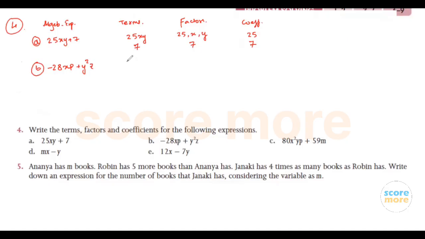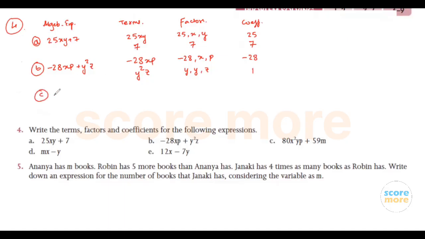So terms in this are -28xp and the second term is y squared z. Now its factors: first of all we will take -28, then x and then p. Numerical coefficient is -28. In y squared z, factors are y into z. Numerical coefficient here there is none, and where there is none, it is 1. So it will come as 1 over here.